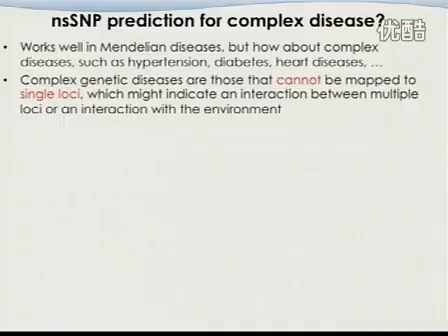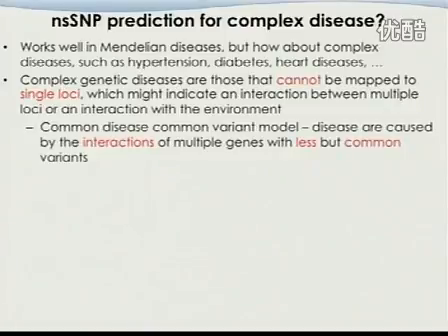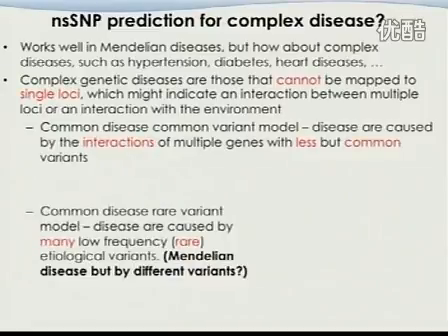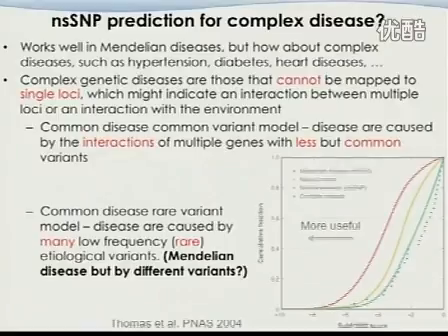Complex genetic diseases are those that cannot be mapped to single loci, which might indicate an interaction between multiple loci or an interaction with the environment. And so there are two different models of this. The first one is the common disease, common variant model. And the second one is the common disease, rare variant model. For GWAS, most people are based on the common disease, common variant model, so diseases are caused by interactions of multiple genes with less but common variants. But the common disease, rare variant model says diseases are caused by many low-frequency variants. Some people consider these to be Mendelian diseases, but with different variations. Whether it's right or wrong, we don't know, but some people consider it this way.